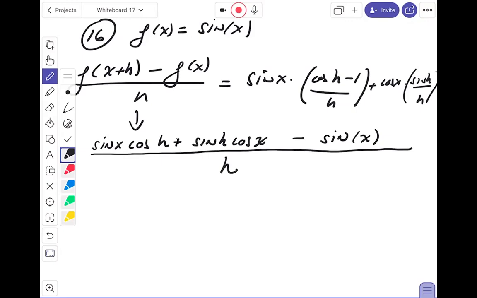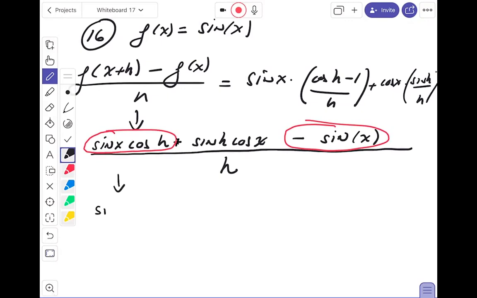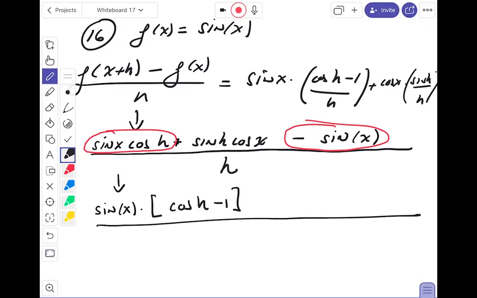All right, I'm looking at it. And what I'm pointing at over here, I'm looking at this and this. And I'm going to pull them together. And as I do that, I'm going to factor out the sine x. All right, so again, I'm moving forward. And what do you get? Cosine h minus 1 plus sine h cosine x. I'm still going forward.